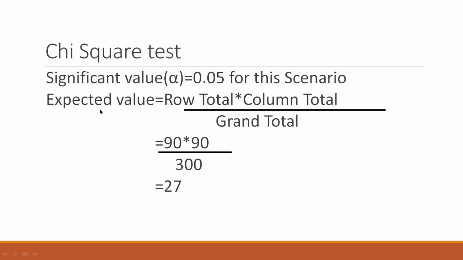Okay. So here you can see that we have calculated the expected value by multiplying row total by column total divided by grand total. The row total for that particular group was 90, the column total was 90, divided by 300, and we got this expected value.